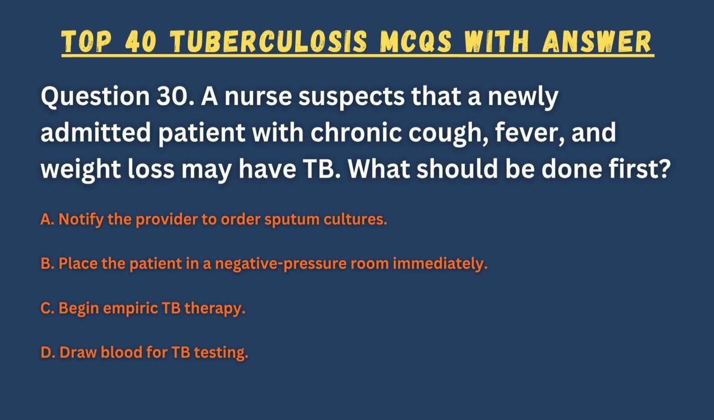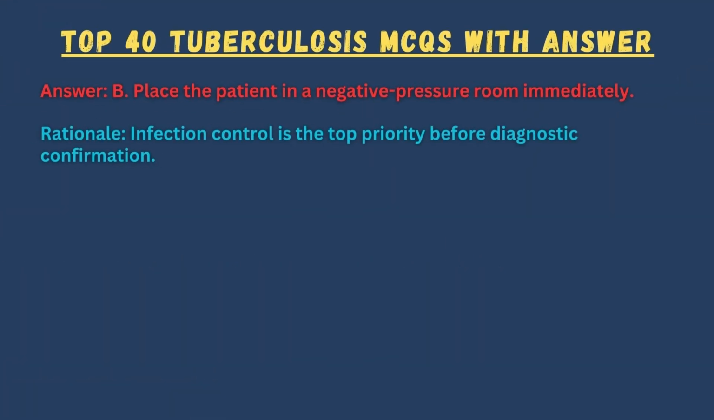Question 30. A nurse suspects that a newly admitted patient with chronic cough, fever, and weight loss may have TB. What should be done first? A. Notify the provider to order sputum cultures. B. Place the patient in a negative pressure room immediately. C. Begin empiric TB therapy. D. Draw blood for TB testing. Answer. B. Place the patient in a negative pressure room immediately. Rationale. Infection control is the top priority before diagnostic confirmation.